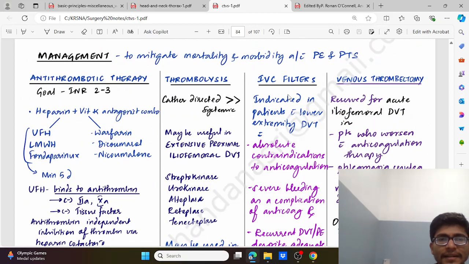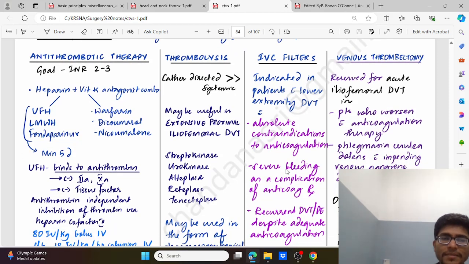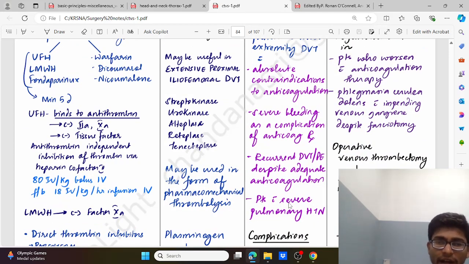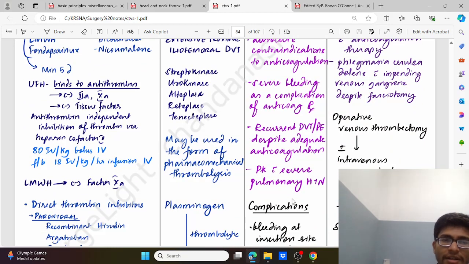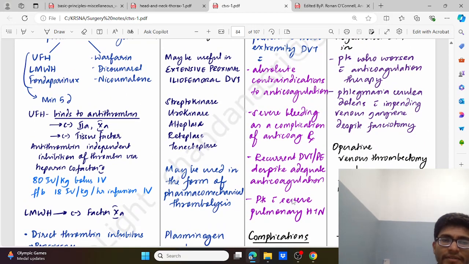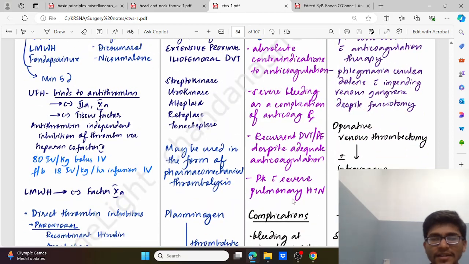Then next is IVC filter. It is for the lower limb DVT where there is absolute contraindication of anticoagulation. We cannot give antithrombotics. Severe bleeding due to anticoagulation therapy, recurrent DVT despite adequate anticoagulation, or patient with severe pulmonary hypertension. So these are the 4 points which you have to consider for IVC filters.